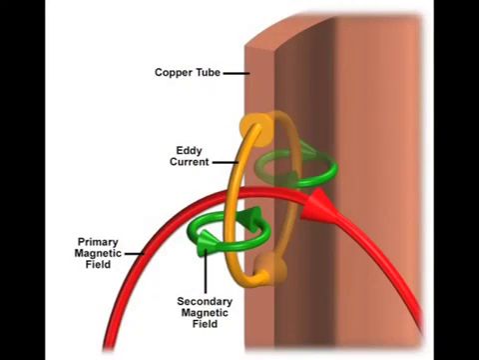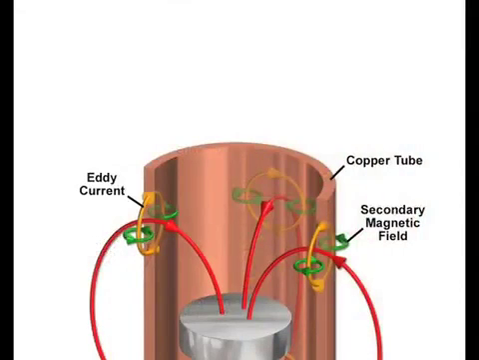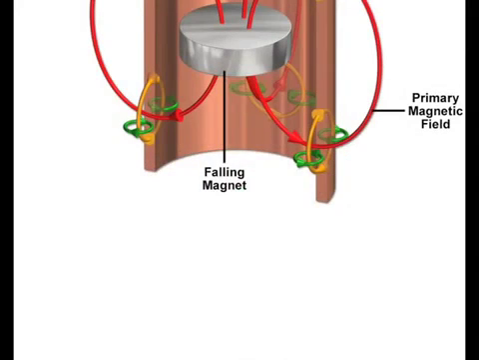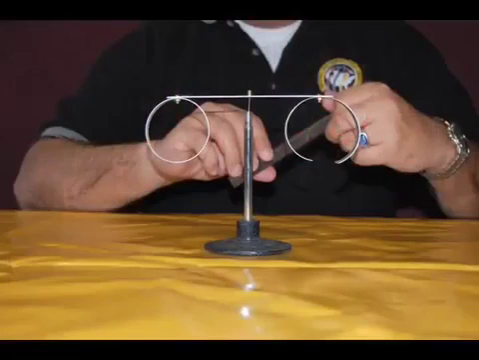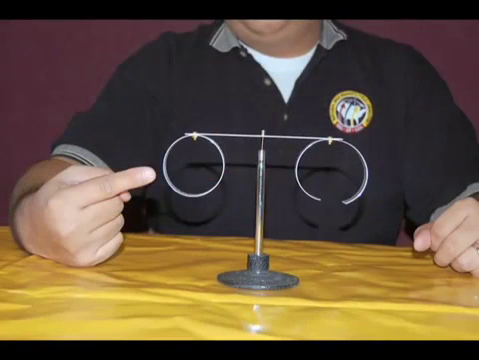Remember, the magnetic field created by the current will oppose the field of the magnet. That induced magnetic field will pull the magnet up from above as well as push it up from below. So a magnet that would normally hit the ground in a split second falls for about 7.5 seconds before it hits bottom.